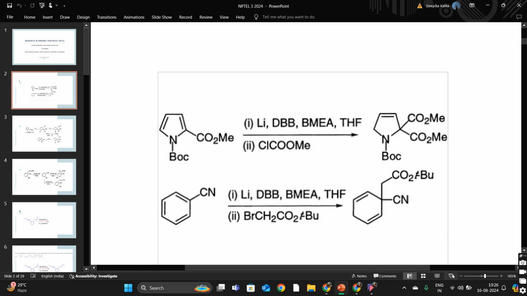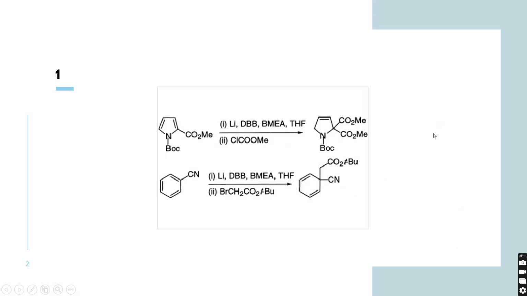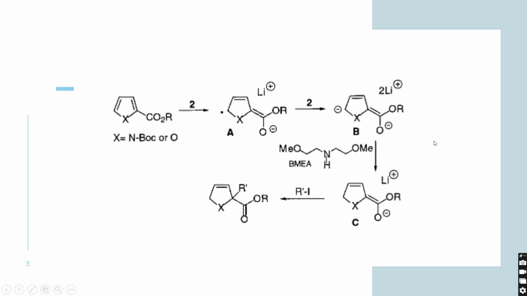I hope the mechanism is clear to you. This has already been covered in your first lecture of week 3. I hope you understood why the first electron was donated to this particular second position. This is because of the presence of the electron withdrawing group.